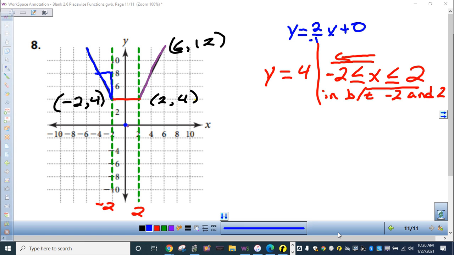Okay? I graphed on the left side of negative 2 for my blue line. So x is less than negative 2 is what goes up here. Right, I'm graphing on the left side of negative 2.